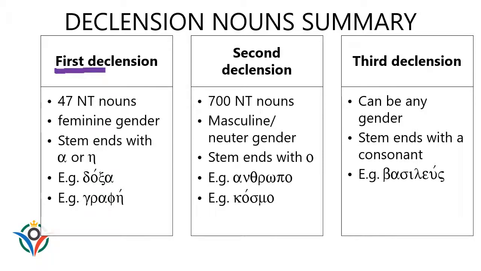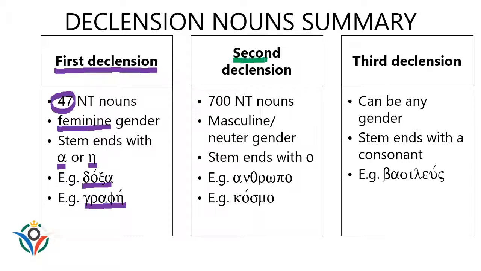Firstly, first declensions. What are the characteristics of these nouns? Well, firstly, there are about 47 New Testament first declension nouns. They have feminine genders, and their stem ends with alpha or eta. So here are two examples. The first with the alpha ending, we have doxa, and then with the eta ending, graphe.